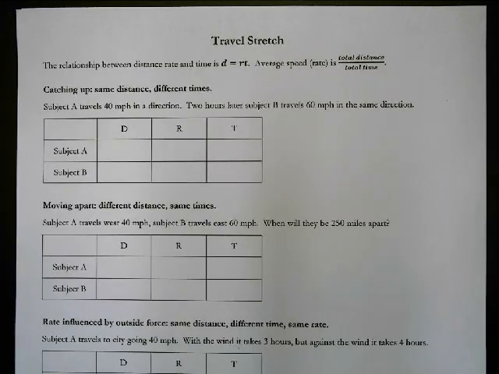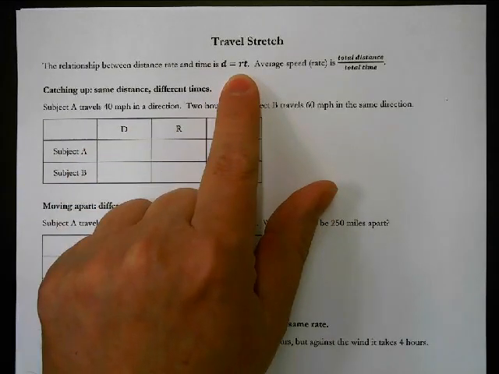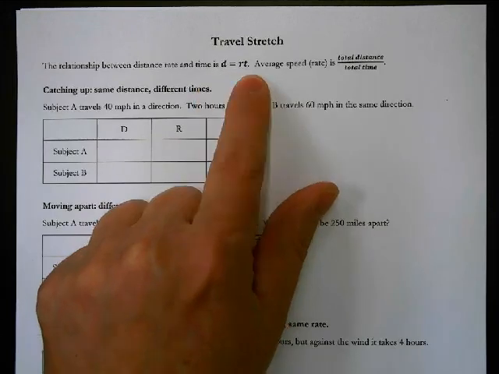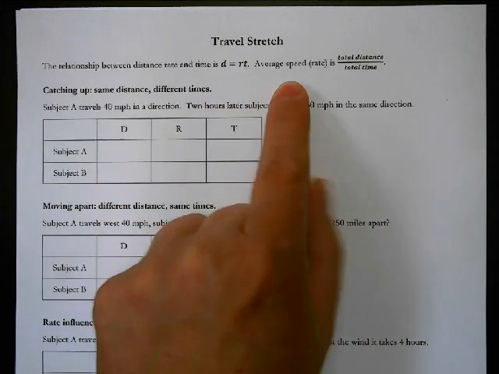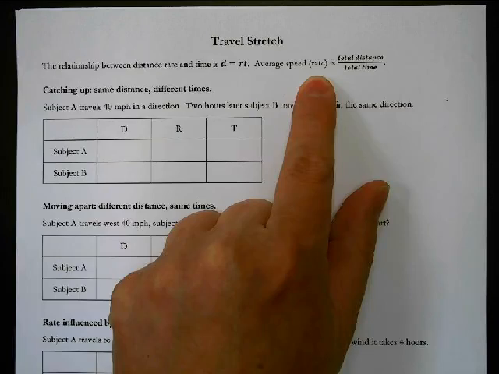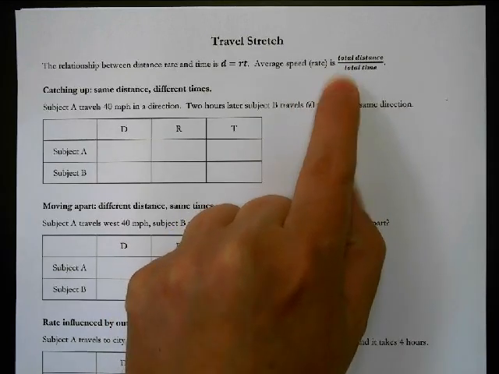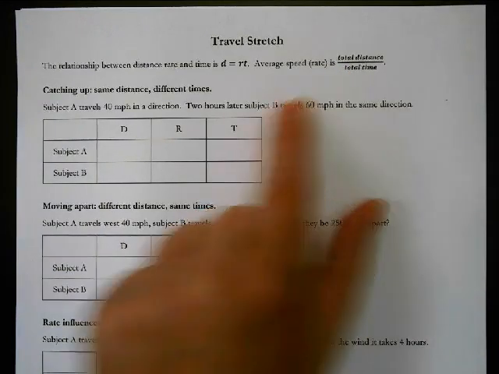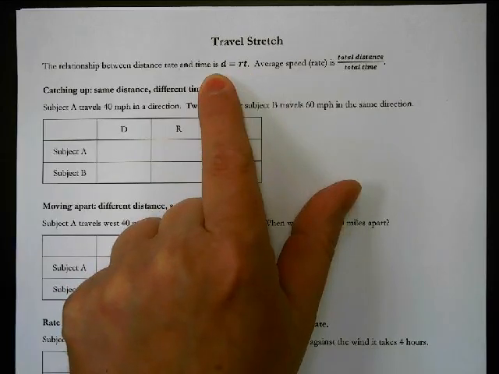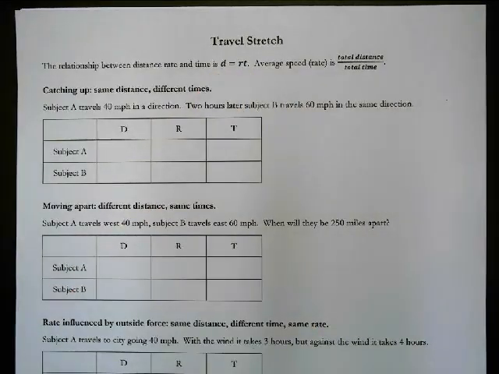The relationship between distance, rate, and time is the good old dirt equation. Distance equals rate times time. So you can move around your variables, of course. If you just want rate by itself, you can take d and divide by t. So if you want the average speed or rate, it would be the total distance divided by the total time. We just get that by dividing both sides by t. So you can find time, which is distance divided by rate.